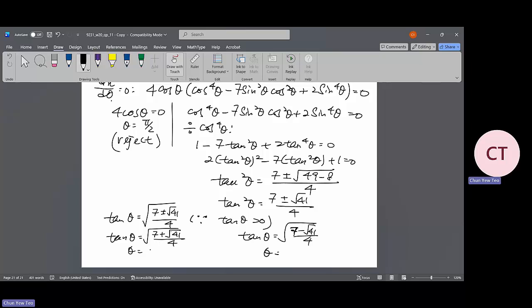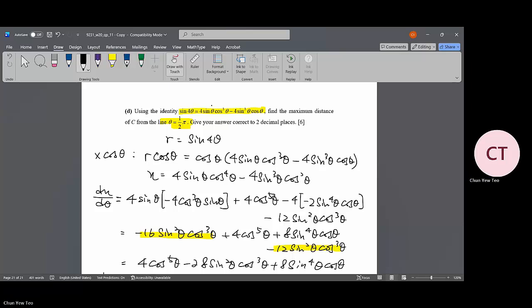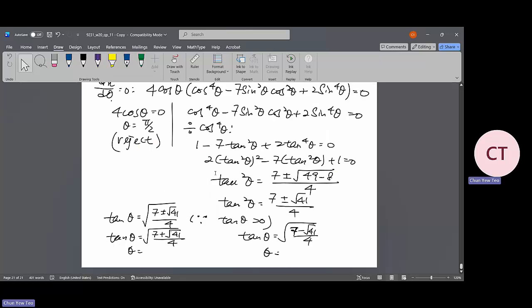Okay, so your theta, actually what are we looking for? Forgot already. We are looking for distance, the maximum distance from the line. That means we're looking for x, we're looking for x max. So we found the theta. You can leave the answer in terms of radian. This theta is 0.369. Then you can find the x max.